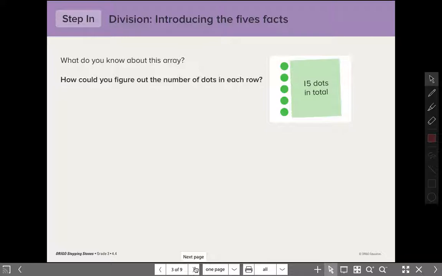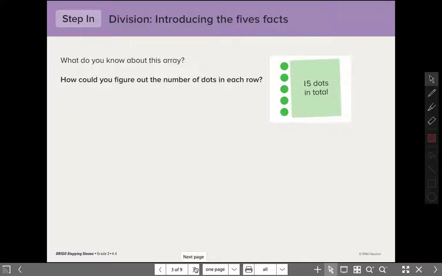You can count by 5s. No, I can't count by 5. Well, kind of, but that would give me number of columns. You could count by 5s. Probably not the best way though. Sophie? Make a fact. What fact would I use? 5 times blank equals 15. Nice job. 5 times blank equals 15.